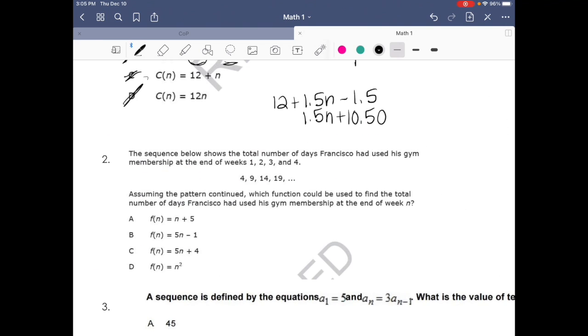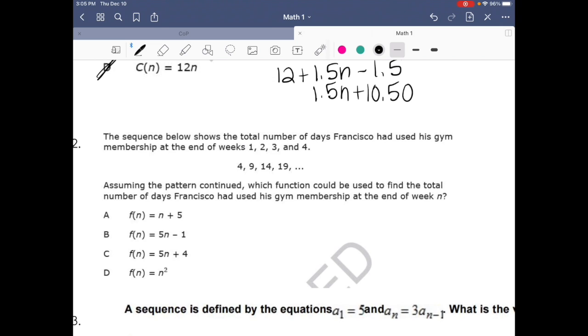All right, number 2. I have this sequence. So the sequence below shows the total number of days Francisco had used his gym membership at the end of weeks 1, 2, 3, and 4. So assuming the pattern continues, which function would be used to find the total? So again, I'm going to use that Dino method. So we're going to start with the common difference. So the common difference is adding 5 each time.